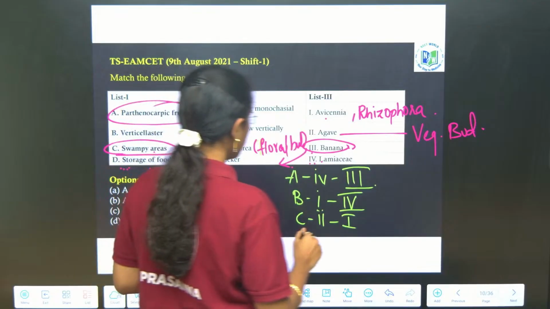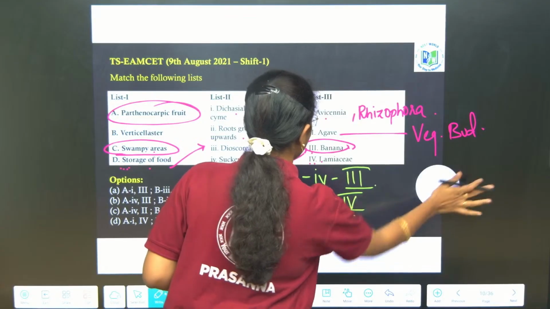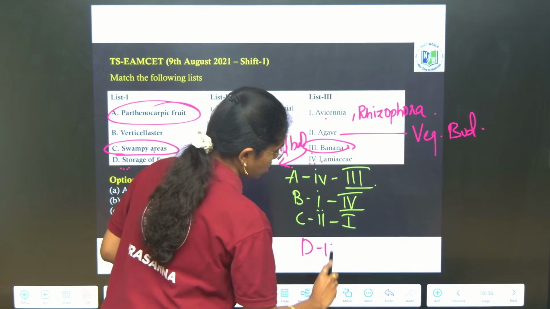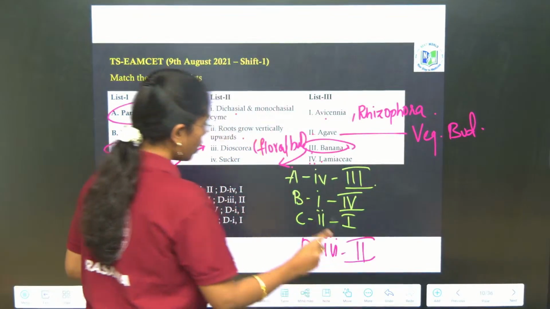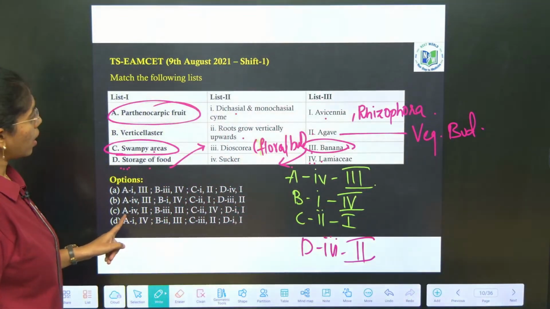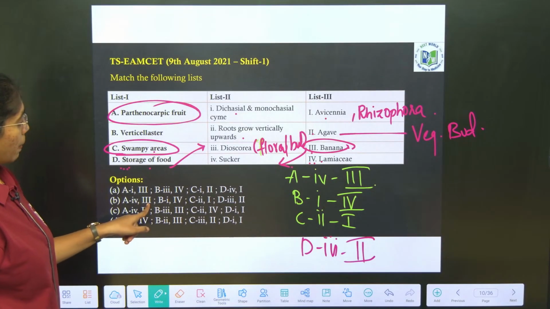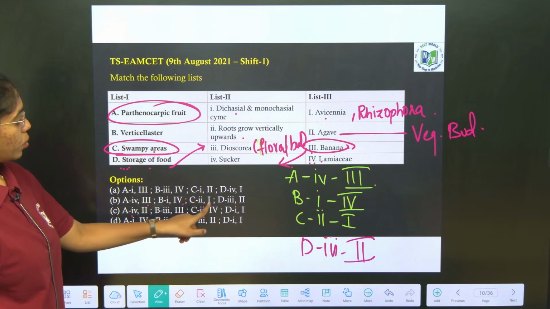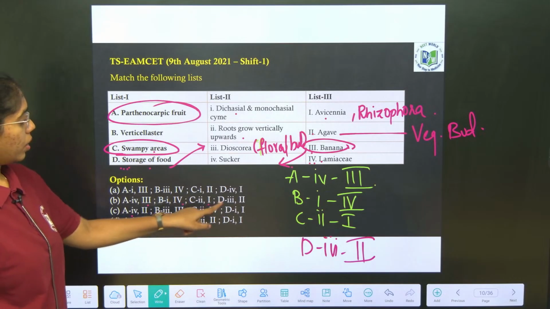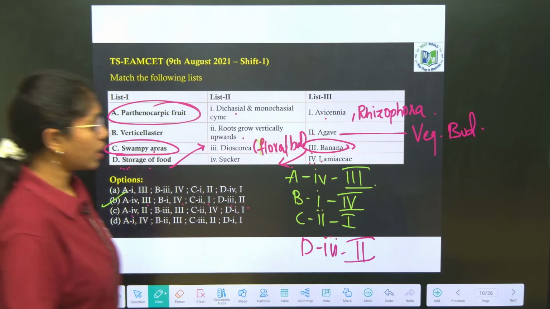Okay, so D is 3, and here it is 2. What is the right answer? A 4 and 3, B 1 and 4, C 2 and 1, D 3 and 2. Option B is the right answer. Clear, right, ma?